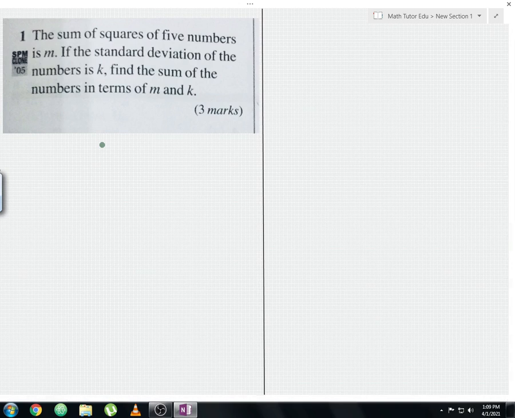Now I'll be discussing SPM Clone 2005 Form 4 Chapter 7 Statistics Short Question.